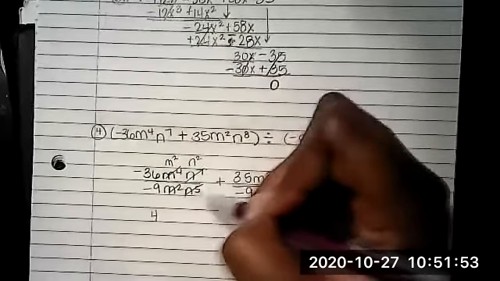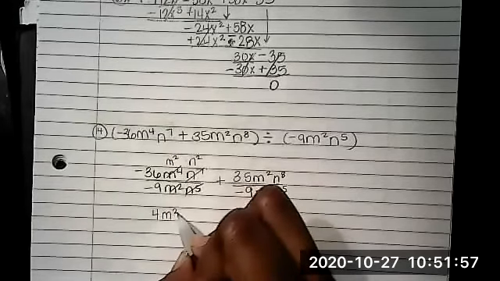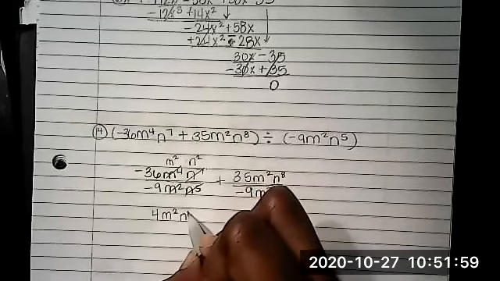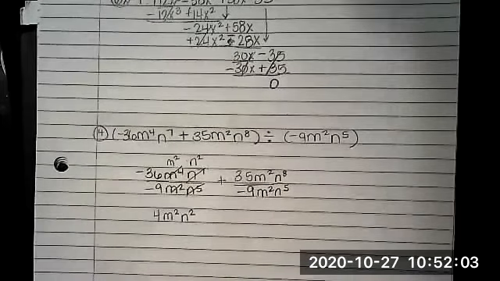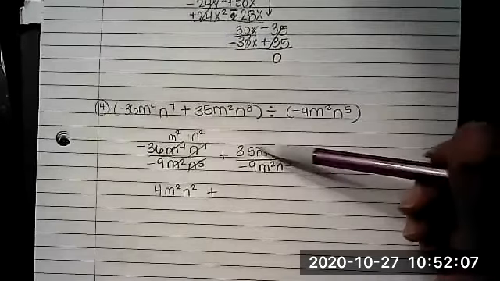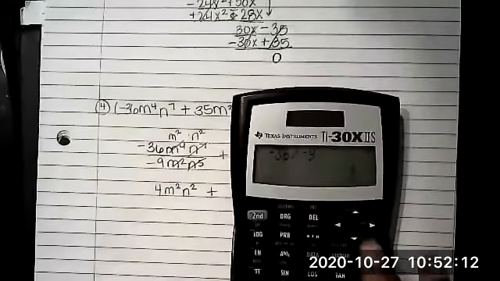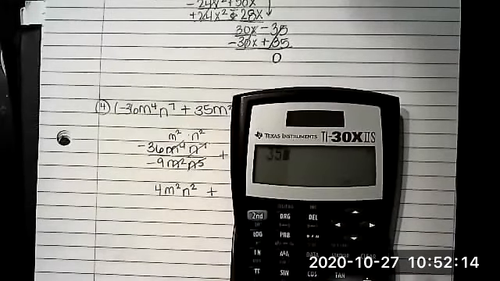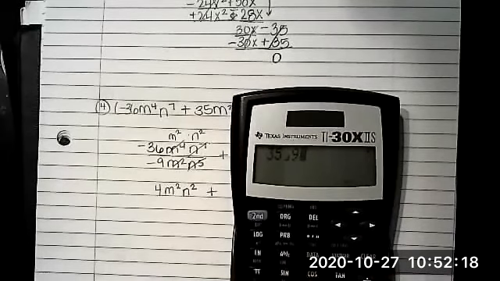If there was more at the bottom, it would be at the bottom. So this becomes 4m squared n squared. Plus, now we have 35 divided by negative 9. Let's see if that simplifies. 35 divided by 9.